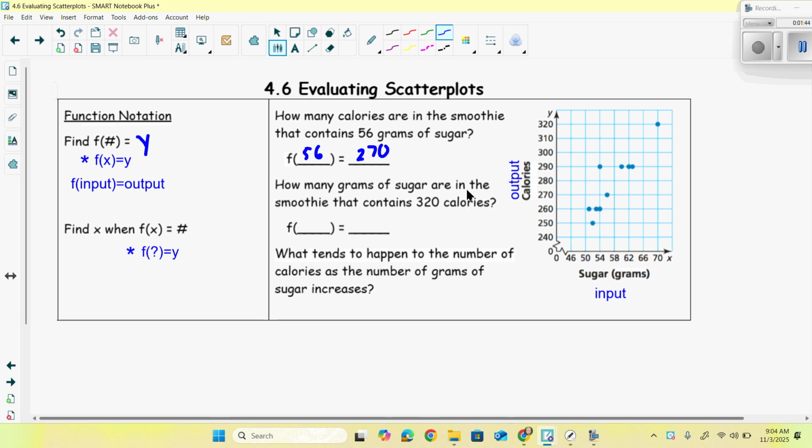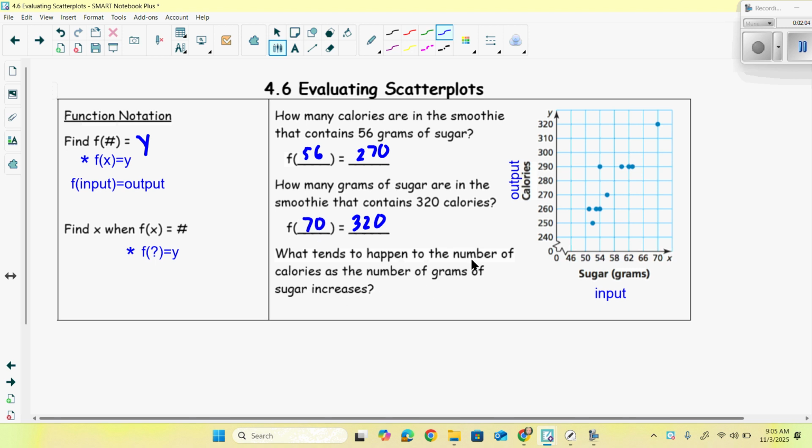Likewise, how many grams of sugar are in the smoothie that contains 320 calories? So we have the output, we're going to try to find the input. So we knew an output, and what was the input that got us that? Get that clear in your mind.